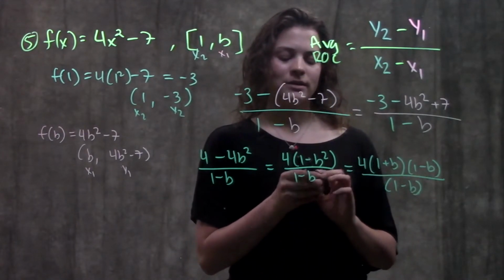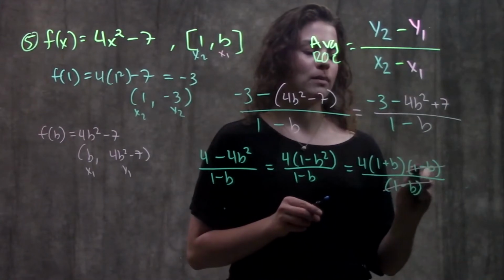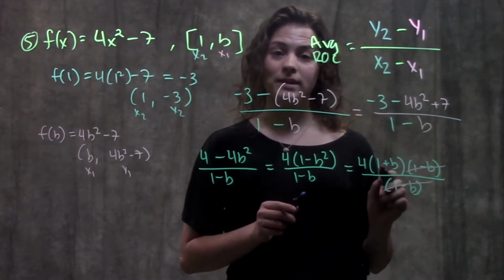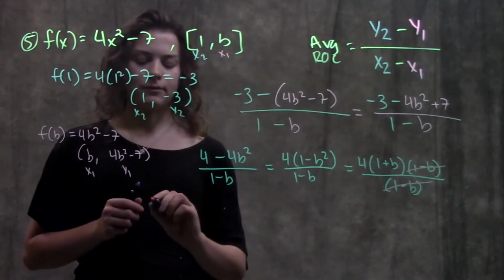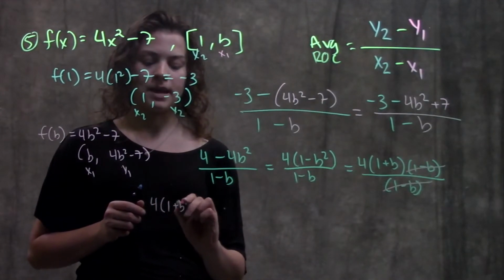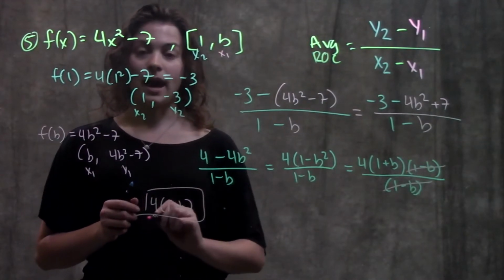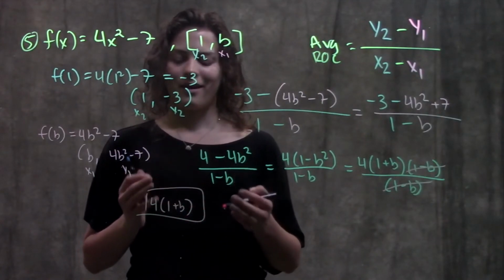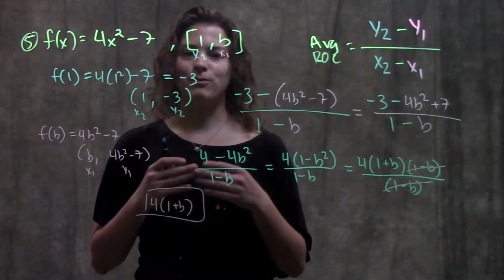Now here you might notice that I have a term cancel out. The 1 minus b on top cancels with the 1 minus b on the bottom. And now I'm just left with 4 times (1 plus b) as my final answer for the average rate of change. Okay, so this problem kind of had a lot going on, so brief recap.